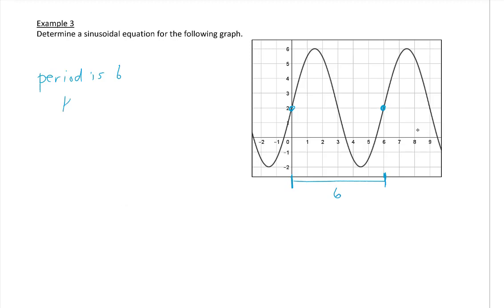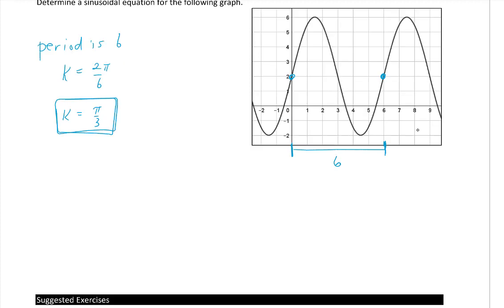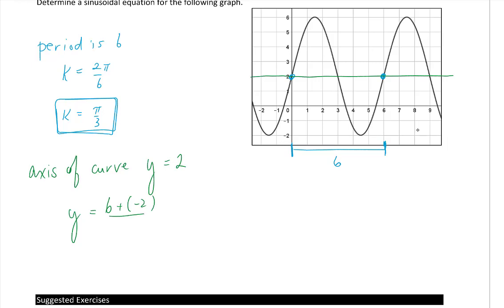And that means we can now find the k value. The k value is equal to 2 pi divided by 6, which means that k is equal to pi over 3. Next up is the axis of the curve. And again, the axis of the curve, we can see it from the graph. So for the axis of the curve, we can see from the graph that it's y equals 2. We could have just taken the max plus the min and divided by 2.